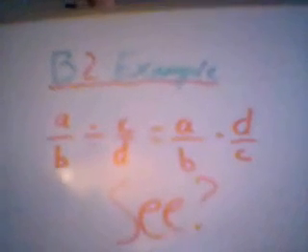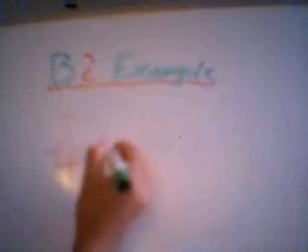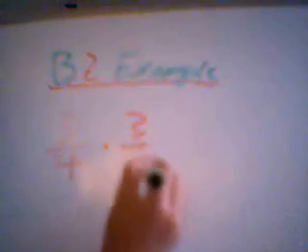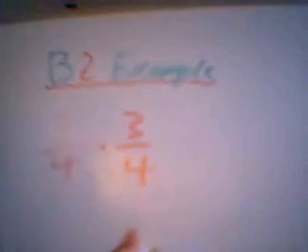Here's an example: 3 over 4 divided by 4 over 3. Now, how can we solve this? Well, you just simply change it to 3 over 4 multiplied by 3 over 4. That's (3 over 4) squared.